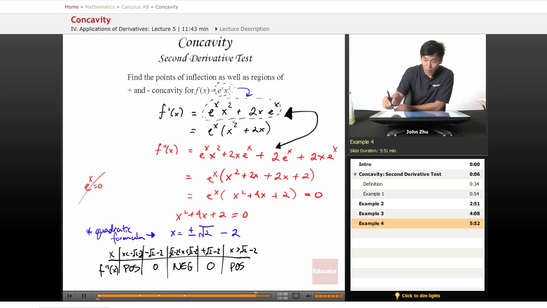So here we have your 2 points of inflection. And here we have the corresponding concave up, concave down, and concave up regions.